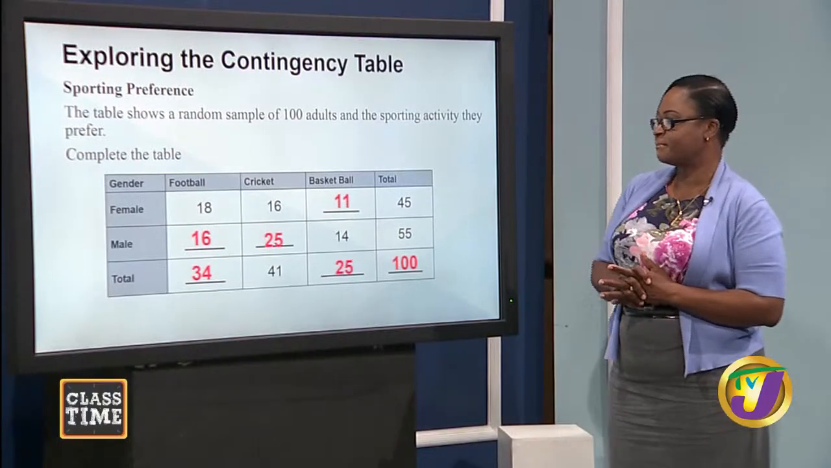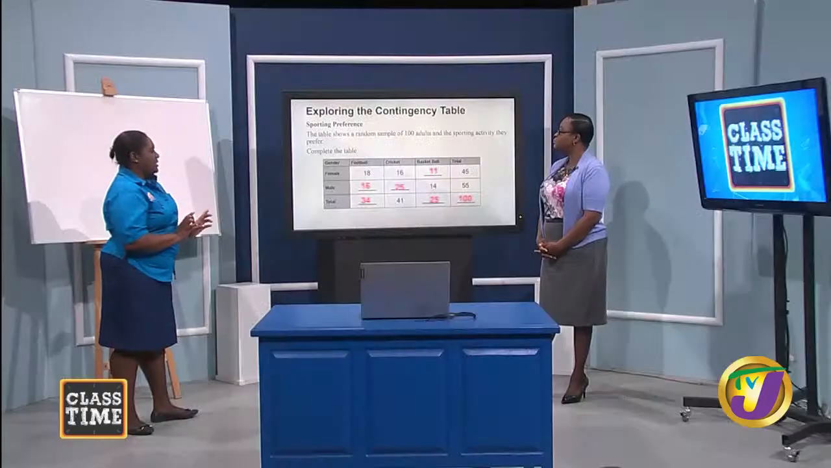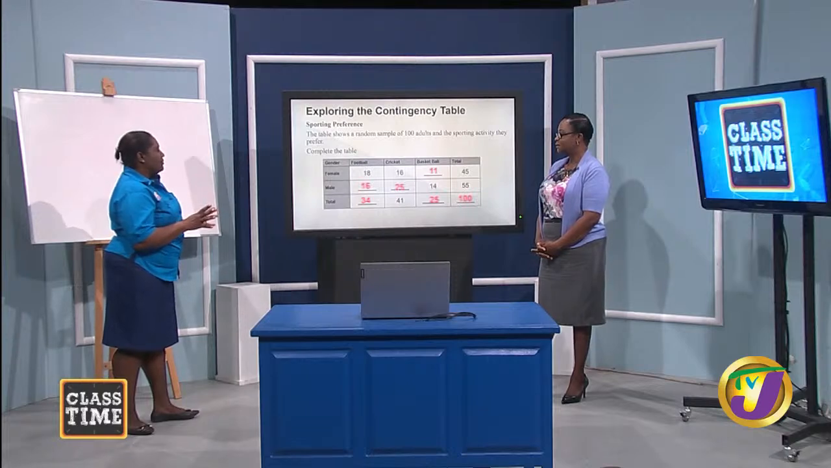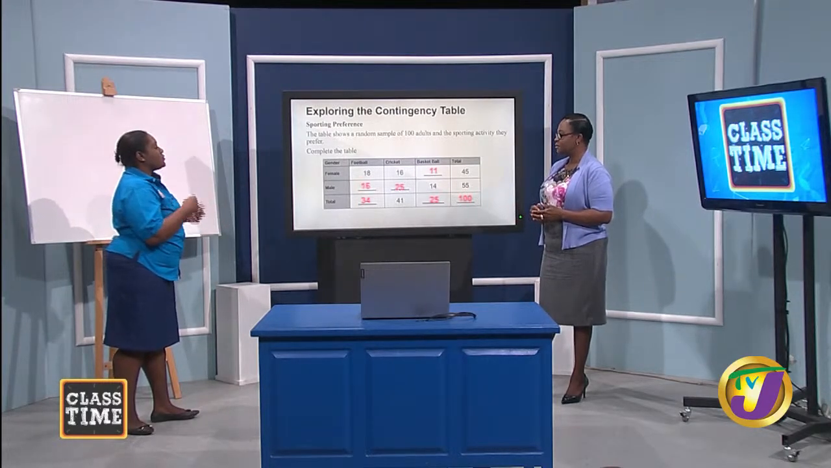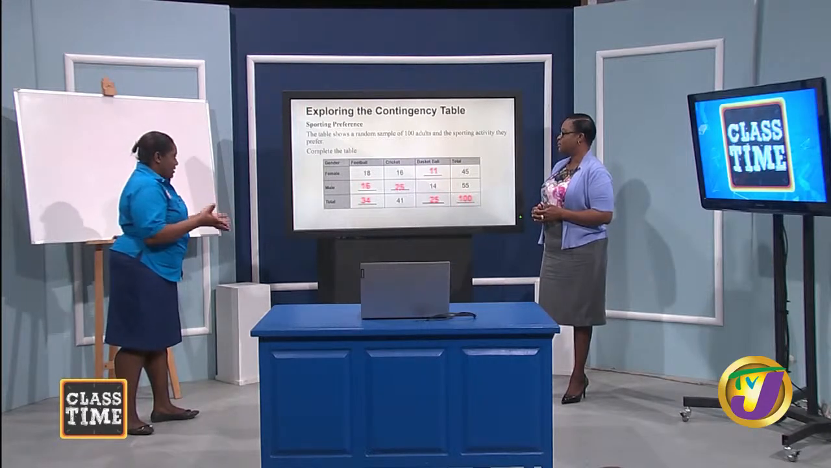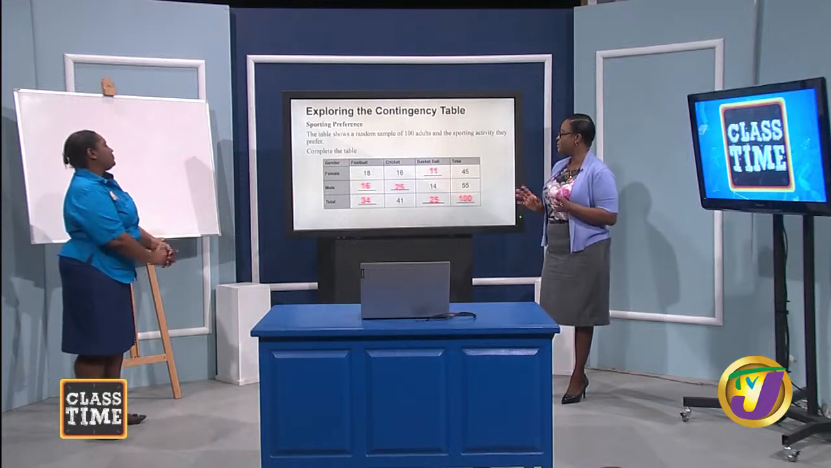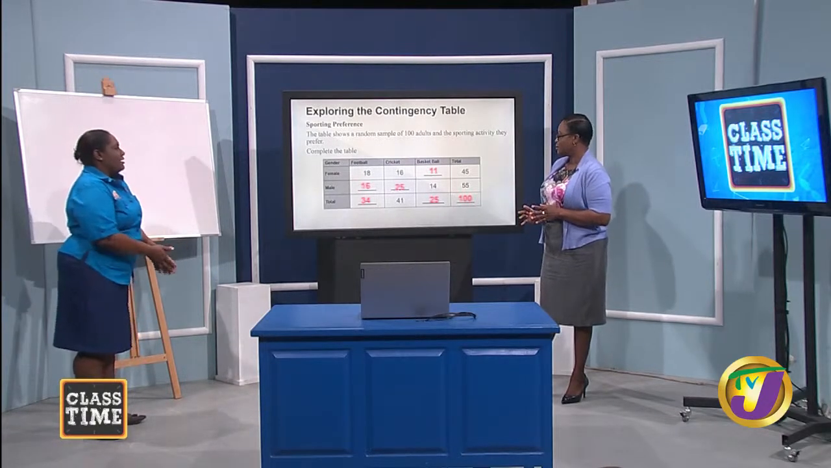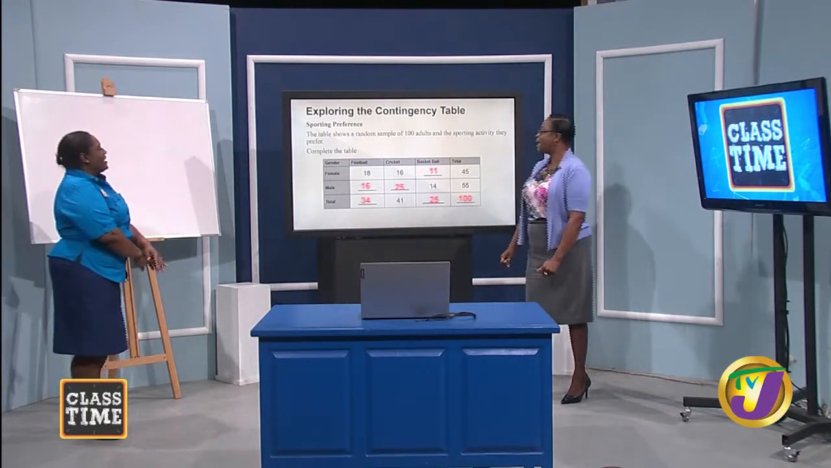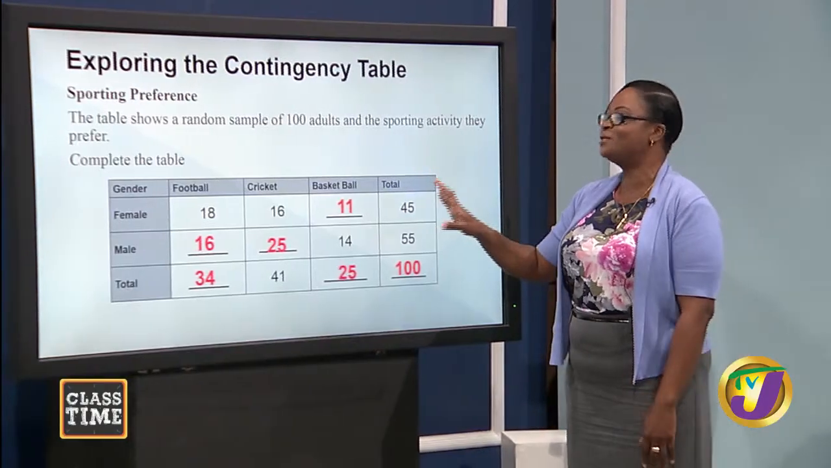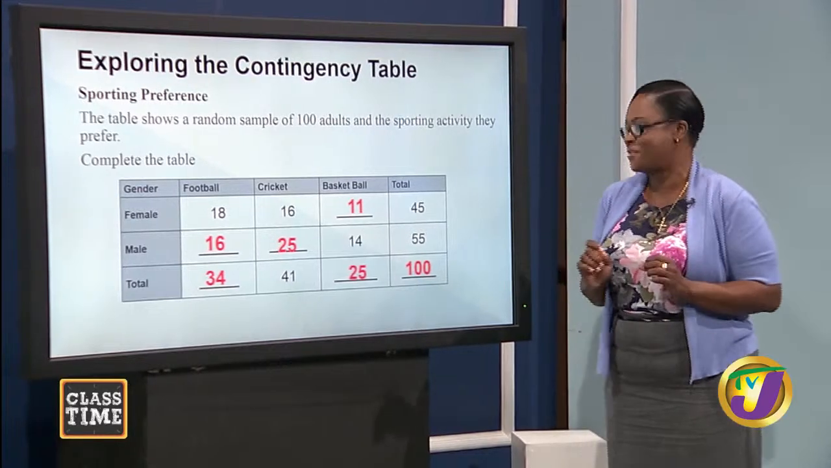Denise, before you go any further though, we have been talking about mutually exclusive events. We also said that the contingency table can present information about 2 or more events, right? Can you identify some sets of mutually exclusive events? So you can't be a male and female at the same time. Let us go to the sporting activities.